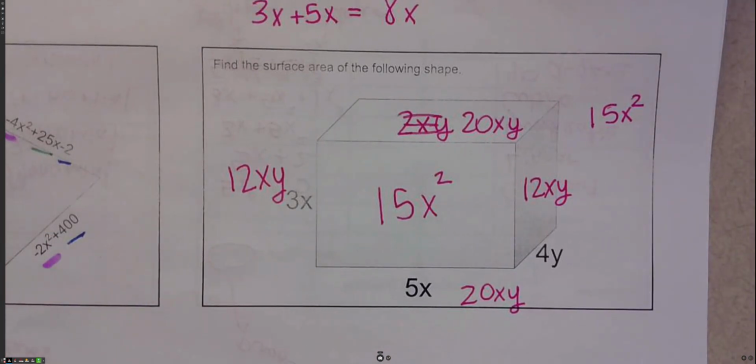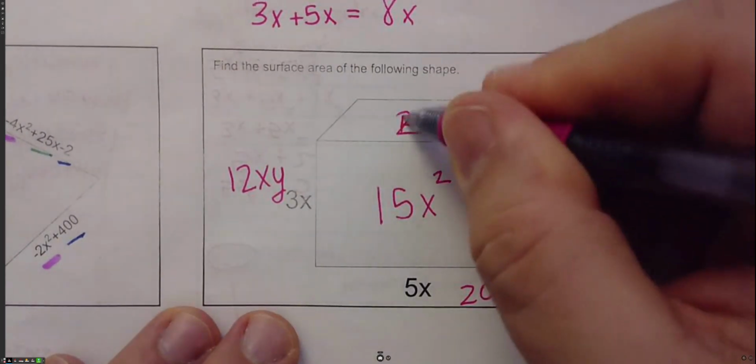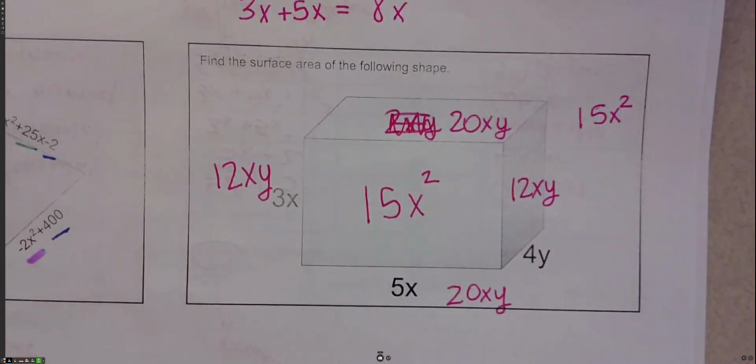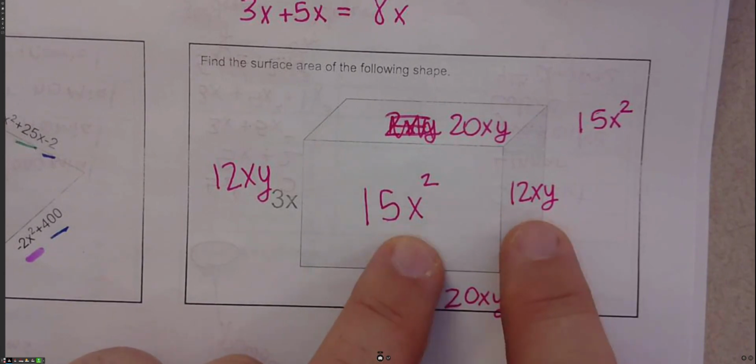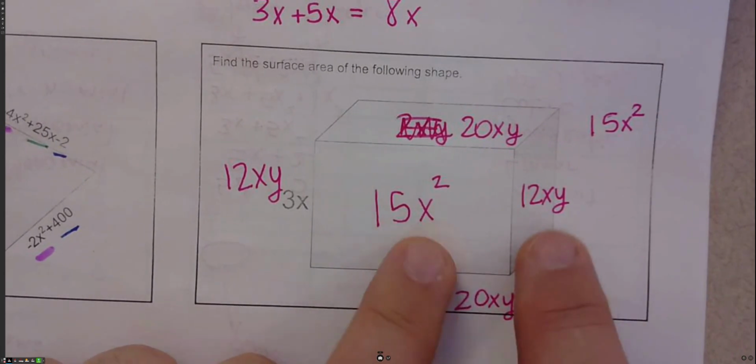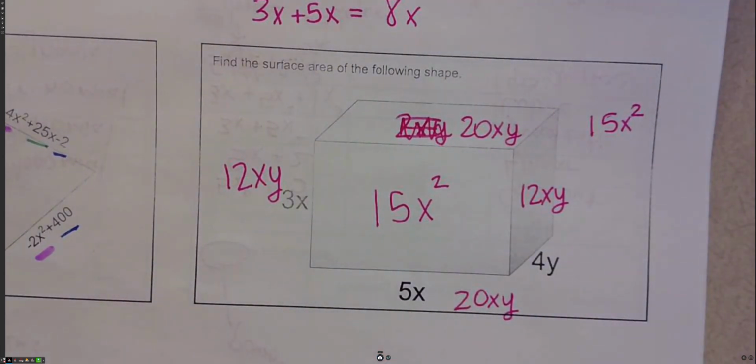Some of you are making me incredibly nervous because you're not writing stuff down anymore, and this is where it gets tricky. Okay? So now I've written down all of the areas. To find the total surface area, I need to do what? Add them. What is our highest power? This one and this one. Which one is a higher degree? They're the same. So it doesn't matter the order.